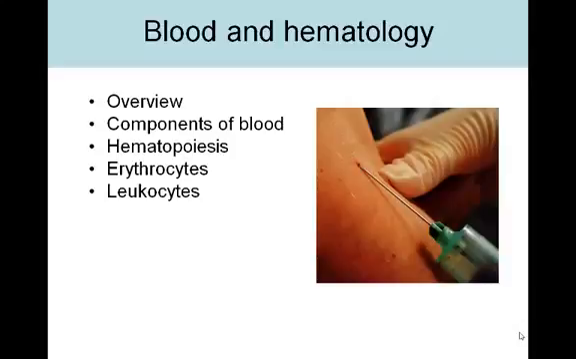So within these 3 lectures, we will be looking at an overview of blood. We'll be talking about the components of blood. We'll talk about a process called hematopoiesis, which is just the fancy way for saying production of blood cells. Then we'll talk about the erythrocytes. That will be in the second lecture that you listen to. And the erythrocytes are the red blood cells. And then in the third lecture you'll be listening to, we'll talk about leukocytes.